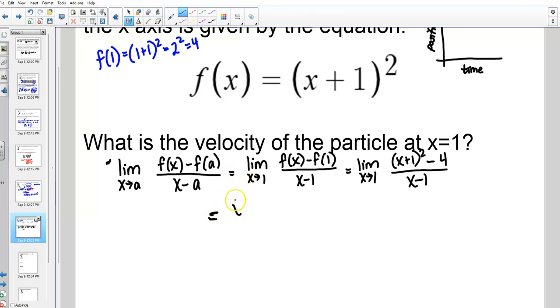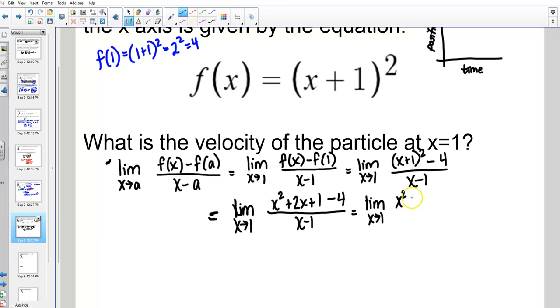Well, leave your limit notation. Don't be lazy. You'll have x squared. Double x times 1 is just 1x. Double it, you get 2x. So x squared plus 2x plus 1 minus 4 over x minus 1. And then if I combine that 1 and that 4, keeping limit notation, I get limit as x approaches 1 of x squared plus 2x minus 3 over x minus 1.